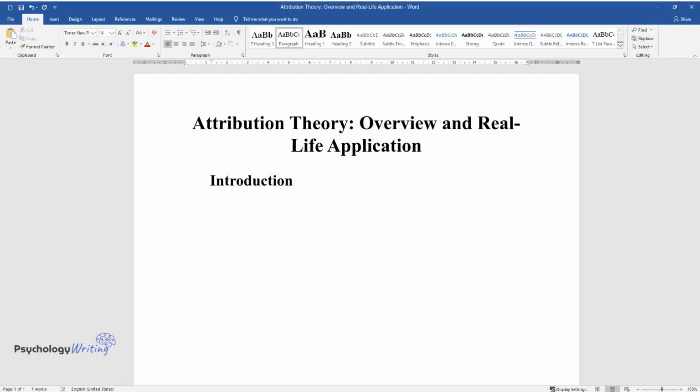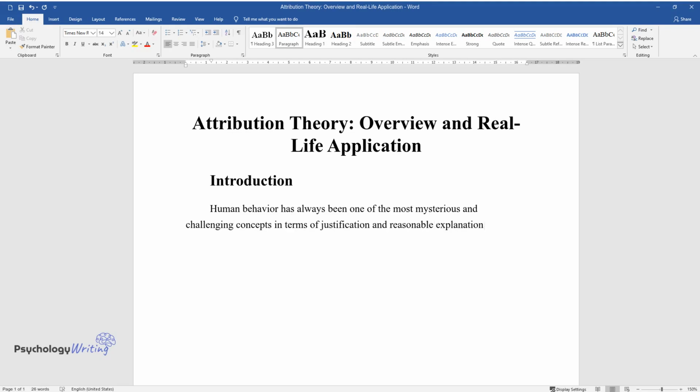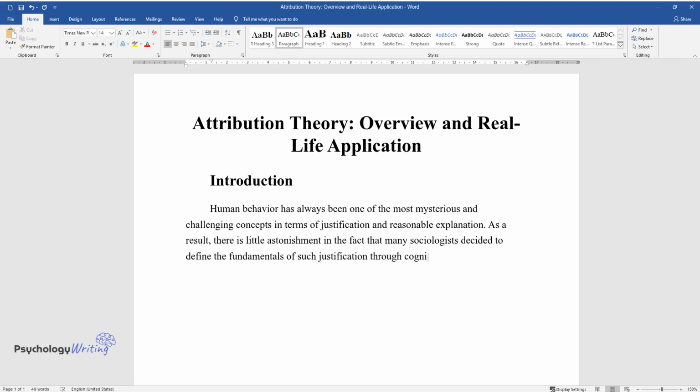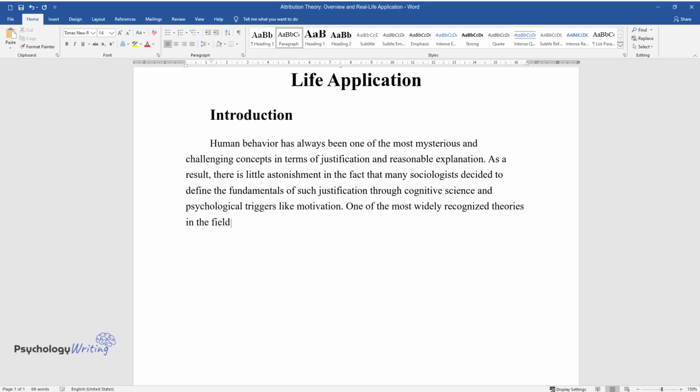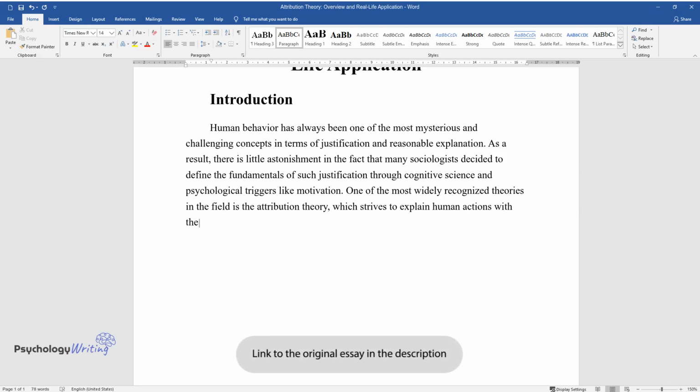Introduction. Human behavior has always been one of the most mysterious and challenging concepts in terms of justification and reasonable explanation. As a result, there is little astonishment in the fact that many sociologists decided to define the fundamentals of such justification through cognitive science and psychological triggers like motivation. One of the most widely recognized theories in the field is the attribution theory, which strives to explain human actions with the help of different causal factors.